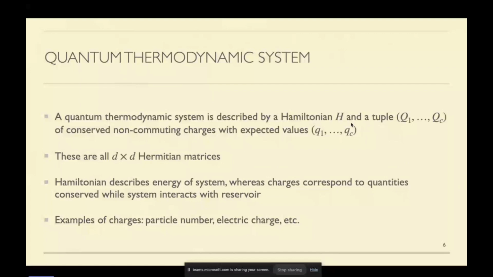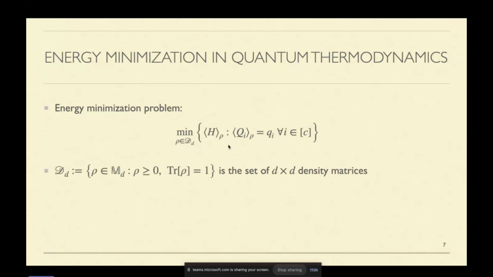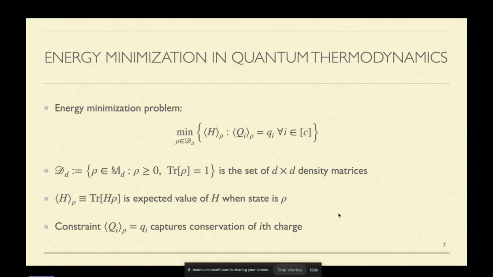Okay. So in quantum thermodynamics, a problem of interest is the energy minimization problem. To minimize the energy, that's the expected value of the Hamiltonian with respect to some state, subject to these constraints on the charges, right? And here I'm using notation common in physics. Curly D is the set of D by D density matrices, so D-dimensional quantum states. This notation corresponds mathematically to this trace, and is interpreted as the expected value of the Hamiltonian when the state is rho, with similar notation here. And this captures the conservation of the ith charge.